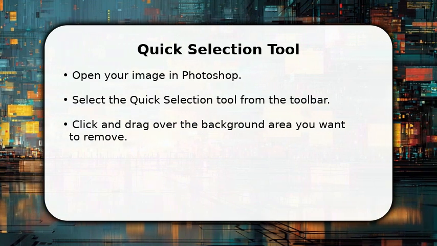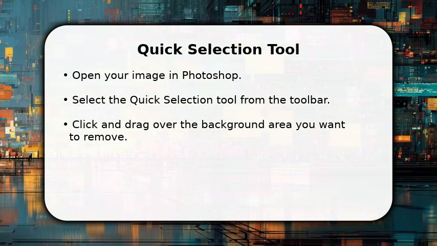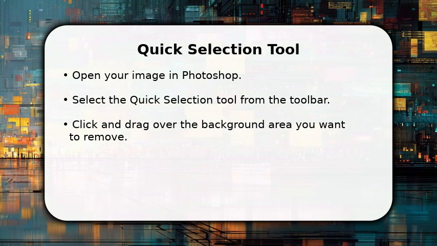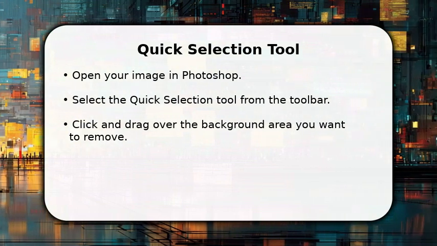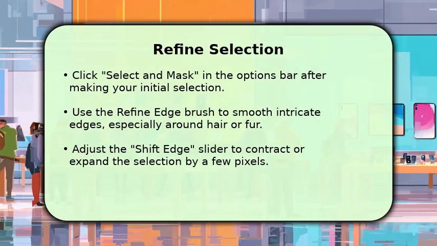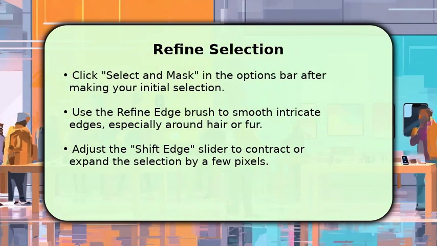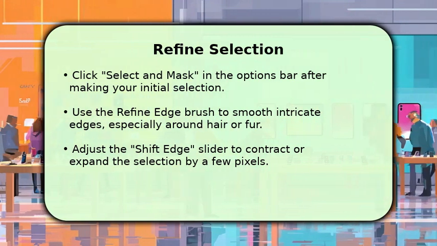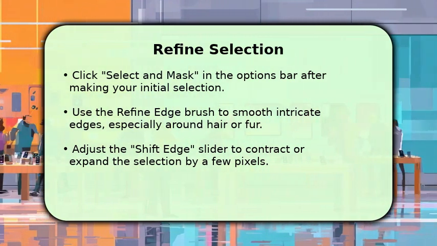You can refine your selection by holding Alt or Option to subtract areas, or Shift to add more, ensuring a precise initial outline. Once your initial selection is made, click the Select and Mask button in the Options bar at the top. This opens a dedicated workspace.